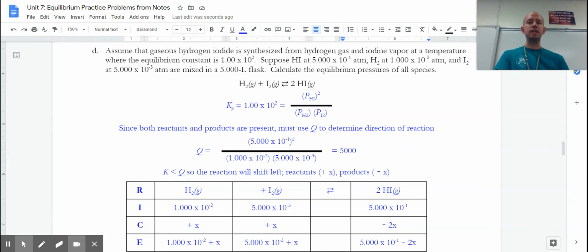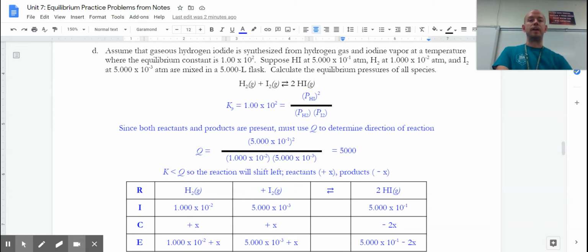On number 4C, it was a little more obvious what would be consumed and made based upon the value of K and the initial values. If you don't know what's going up and what's going down, we solve for Q to figure it out. So Q means plug in our initial values, paying attention to coefficients as exponents. We get a value for Q. That's our current ratio of products to reactants. And in this case, that value is bigger than the K value.